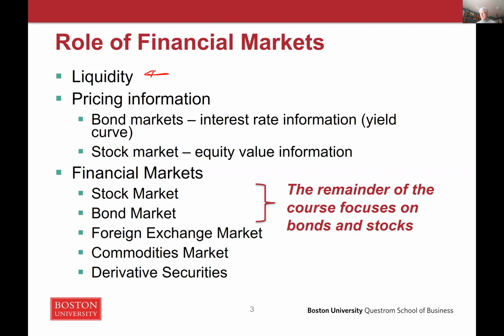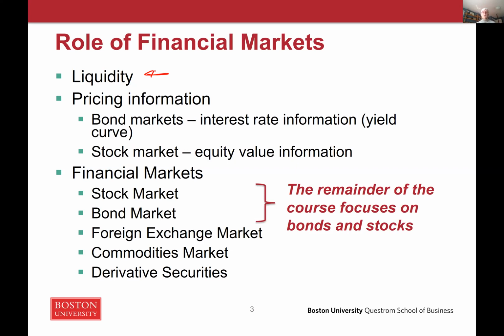There are a lot of different financial markets. There's a stock market, there's a bond market. When you travel and you change from one currency to another, the fact that you know what the exchange rate is is because there's a foreign exchange market. There are commodities markets. When you read about the oil price, that is because there's a market for oil, there's a market for corn, there's a market for hogs, there's all sorts of commodities markets.